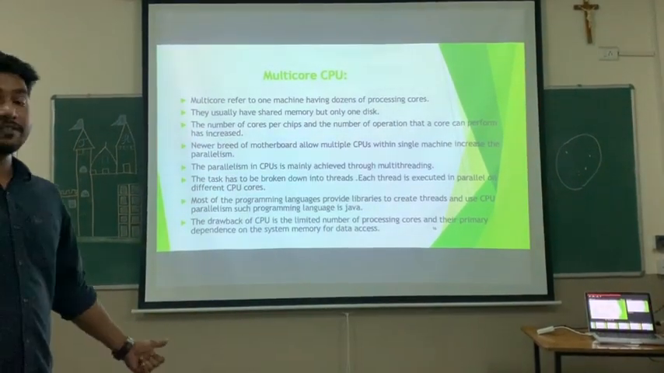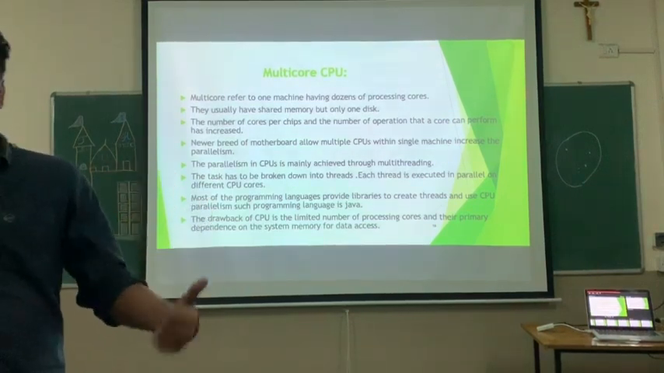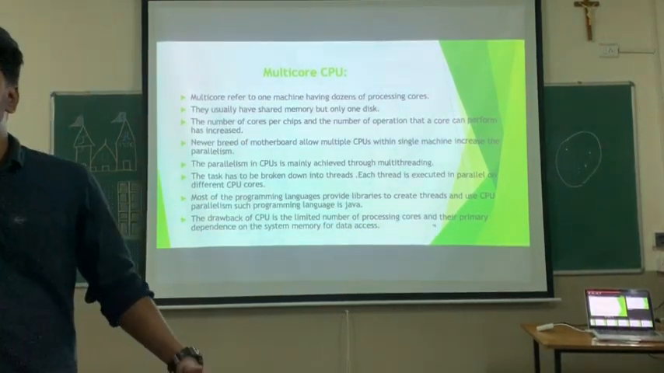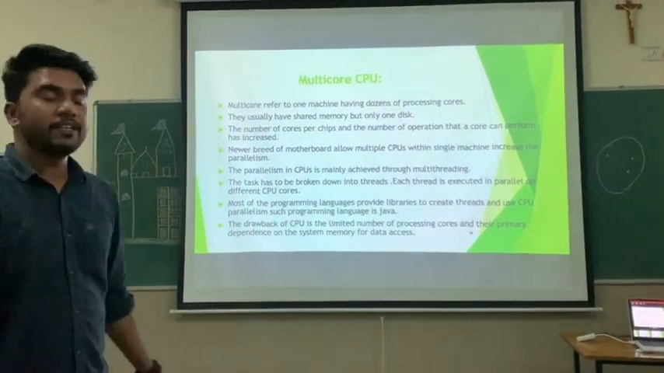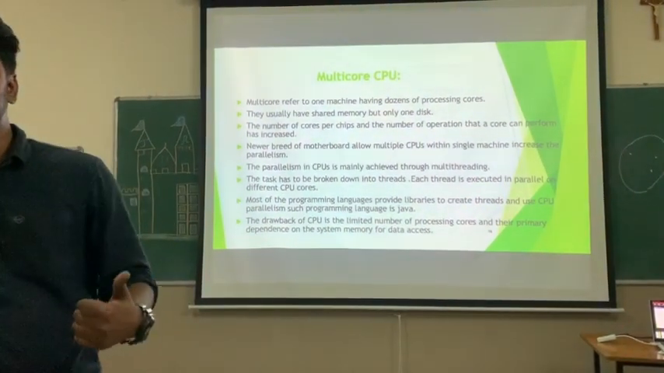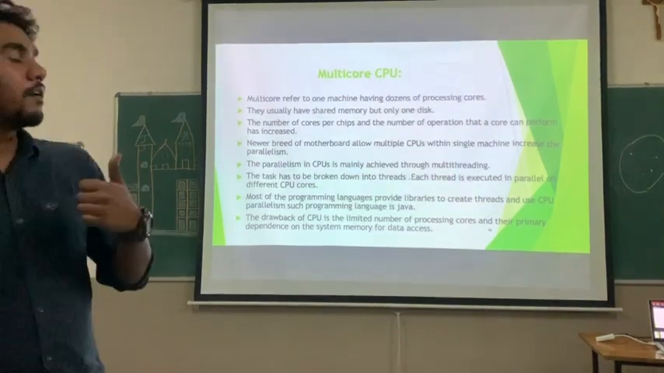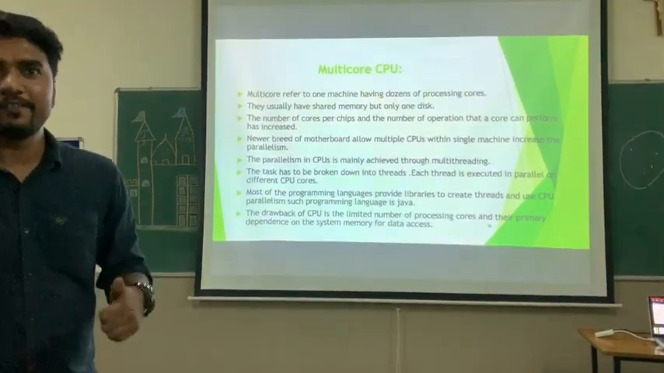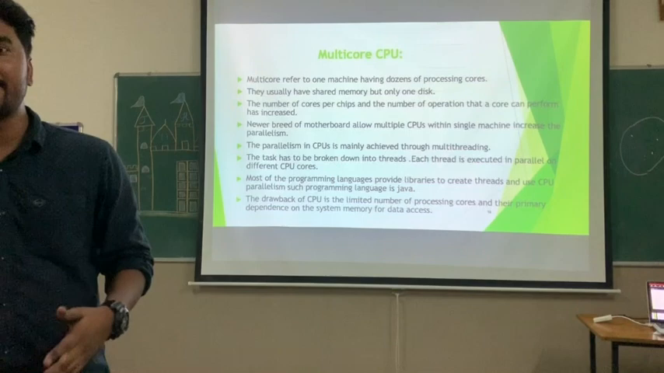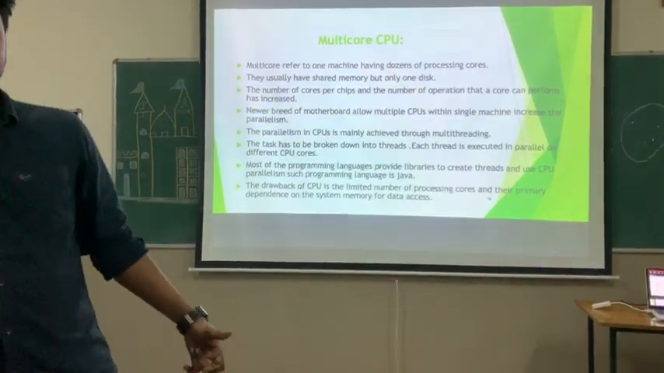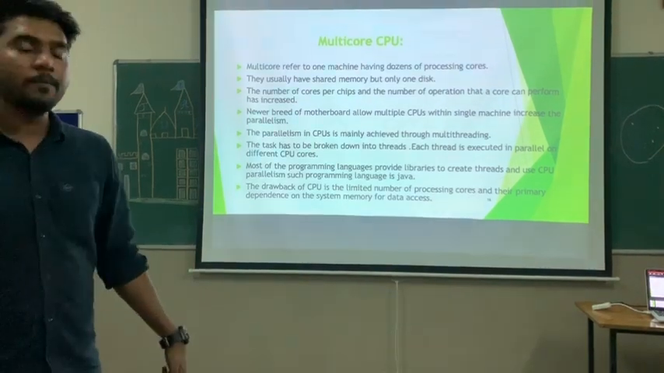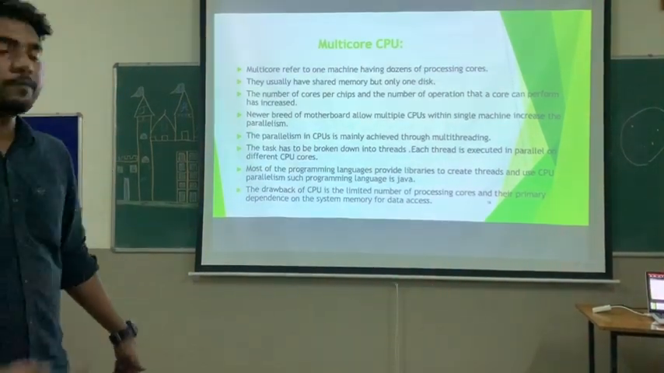Multi-core CPU is all about one machine having many cores. They usually share one memory and have one disk, and the number of cores per chip and the number of operations that a core can perform have increased.